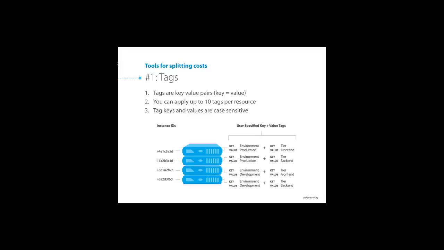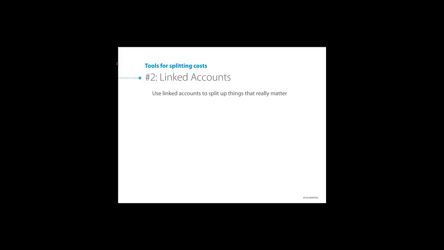So here's a quick example of how you might see some tags applied to some EC2 resources. In the first one here, you see that it has a key of environment and a value of production, along with a key of tier and a value of front end. The last one, at the bottom of the list here, shows a key of environment with a value of development, and it has a tier of backend. So again, you can apply multiple tags in different ways to break these things out as needed. The second tool that is really useful is linked accounts.